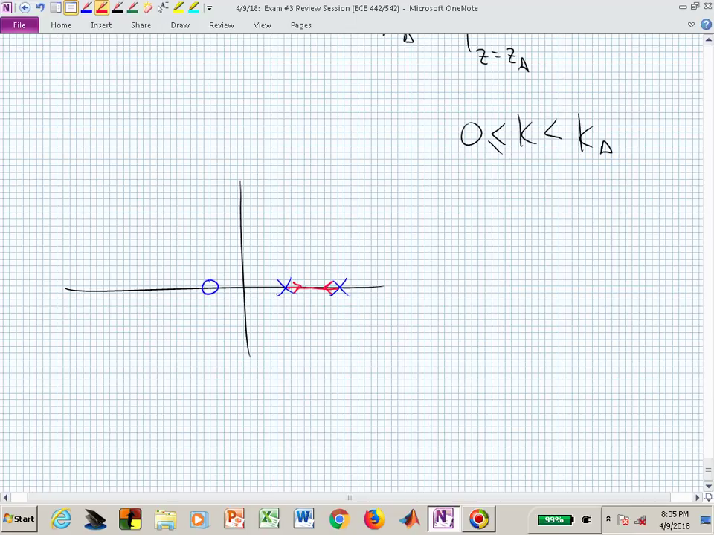What about to the left of that 0? How many branches are on that line segment? How many root locus branches are on that line segment? I haven't gotten there yet.